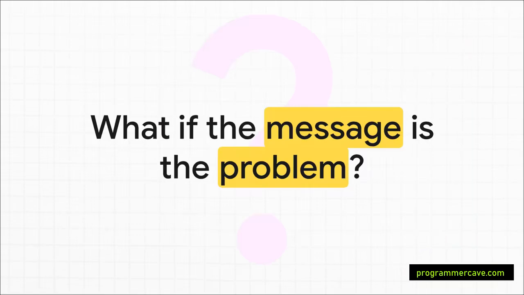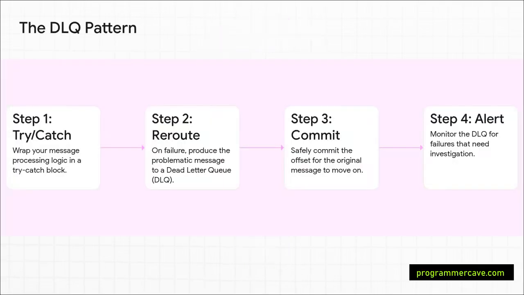Okay, this is a much sneakier and more dangerous problem. Your consumer application is running perfectly fine, but it pulls a message that it just cannot process. Maybe it's malformed, maybe some data is missing. Whatever the reason, it throws an error. So it tries again with the same message and fails again and again. This is what we call a poison pill message, and it can bring all processing for an entire partition to a grinding halt.